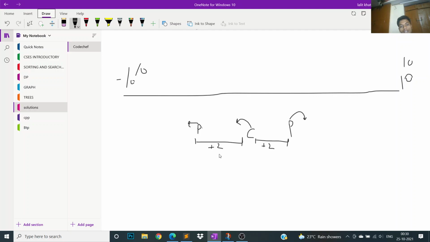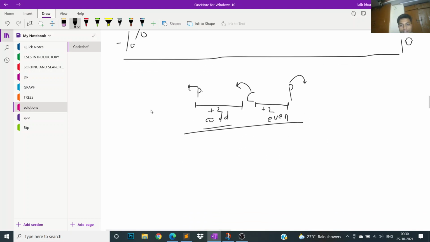That means if the difference is odd, then it will remain odd. If it is even, then it will remain even. Okay, this is the first observation.